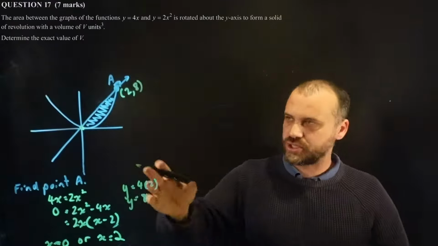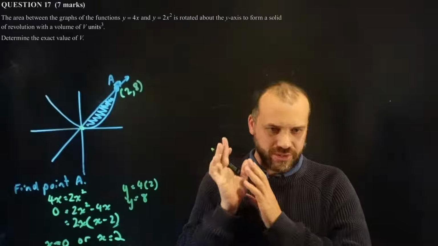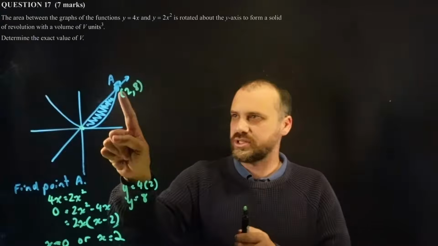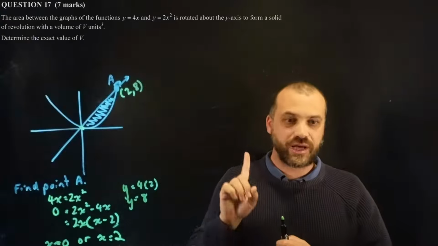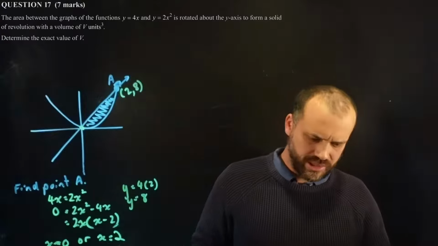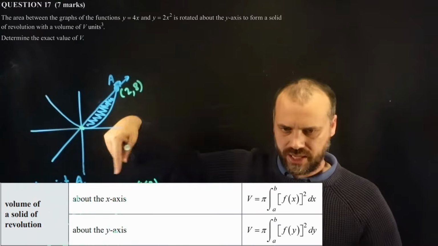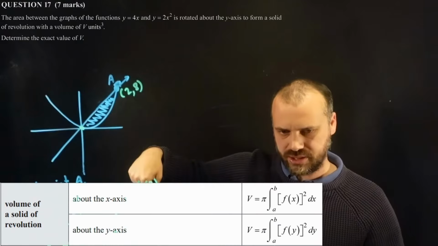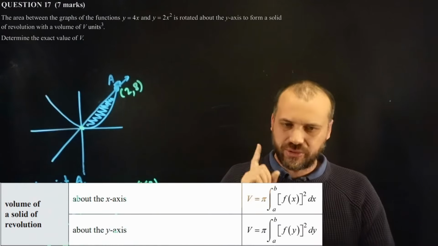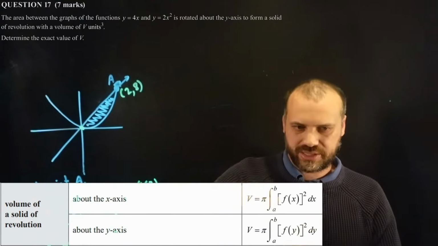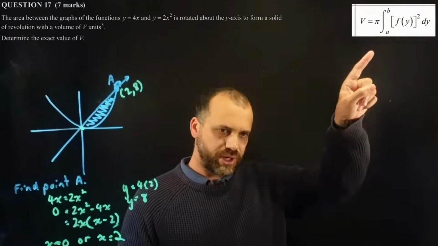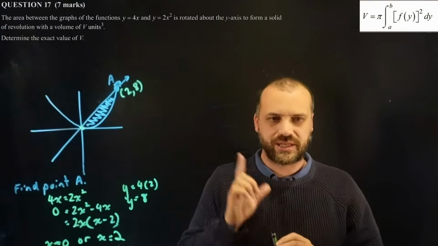Perfect. I've drawn a picture. I know that they meet at 0.28. And now I just need to rotate these around the y-axis. So, formula sheet, handy formulas here about the x-axis, about the y-axis. It's about the y-axis that we're interested in, so it's that second formula. Let's bring it up here and we'll start using that.